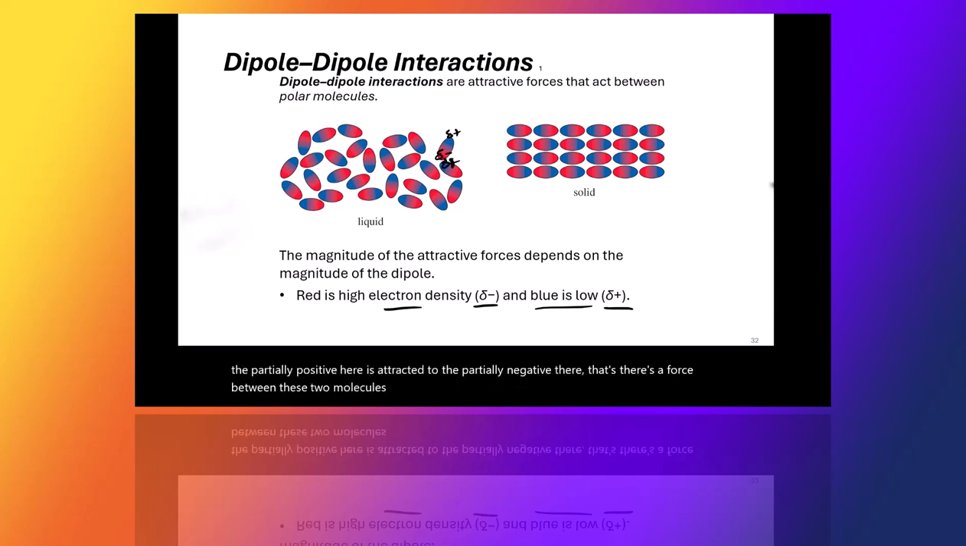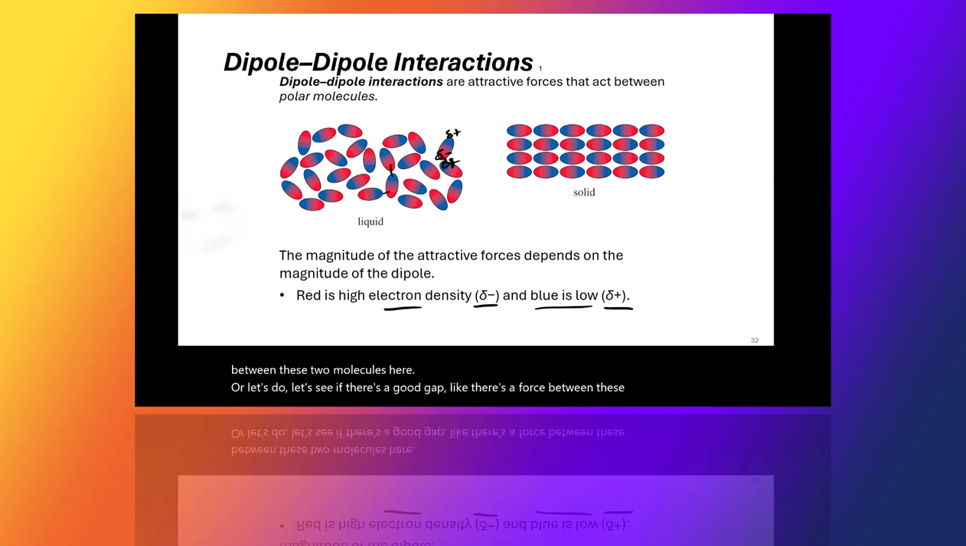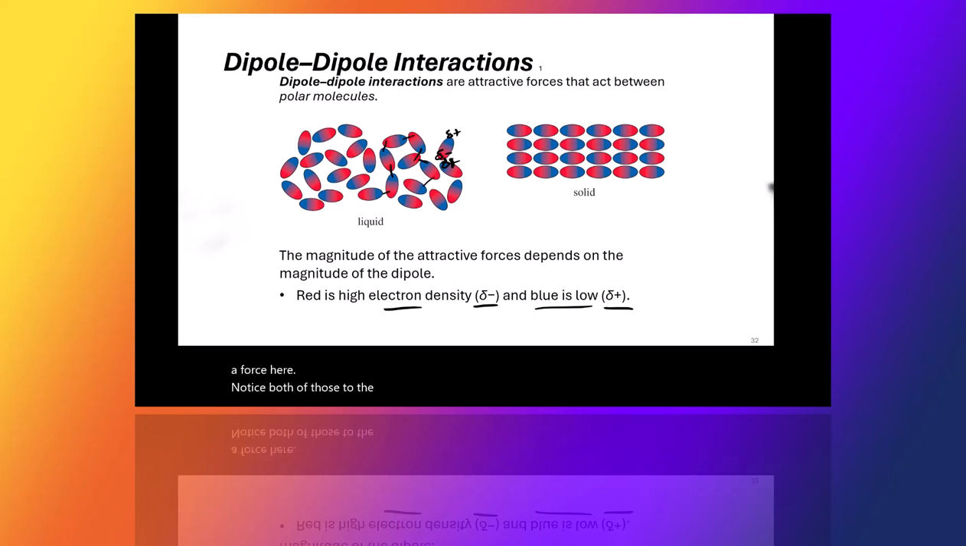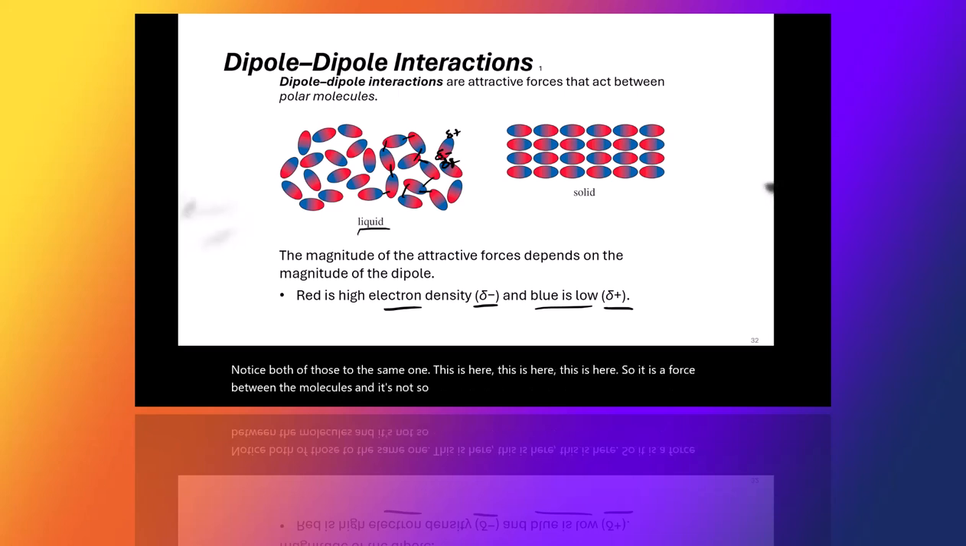Or let's see if there's a good gap. There's a force between these two molecules. There's a force here. There's a force there. There's a force there. There's a force there. There's a force here. Notice both of those to the same one. So it is a force between the molecules, and it's not so strong in a liquid that they can't move around each other, so they have the ability to flow. But in a solid, they're very rigid.